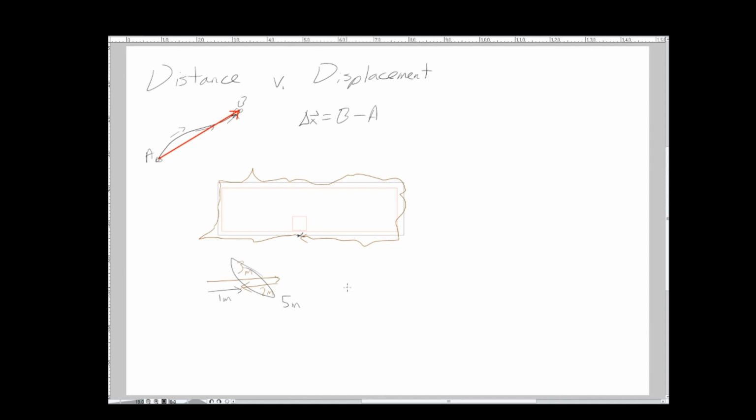For a 2-dimensional example, perhaps we have 3 meters at an angle and 1 meter up. We could use the component method or graphical method to determine the resultant displacement there. And that's the big difference between distance and displacement. One is a scalar, while the other one is a vector.